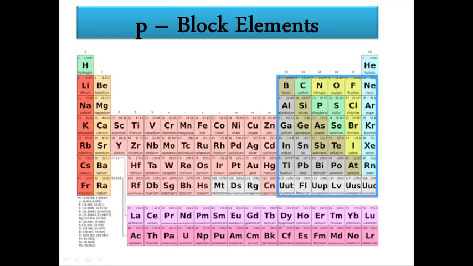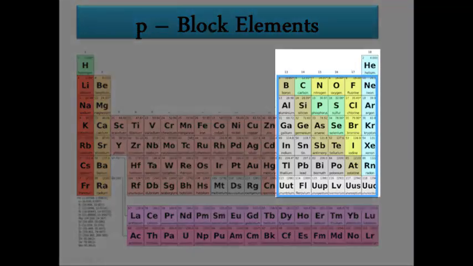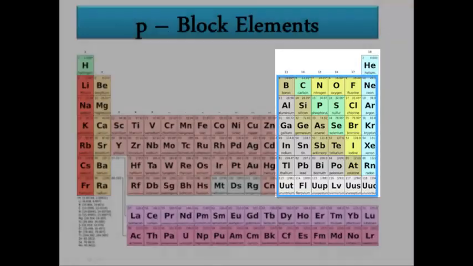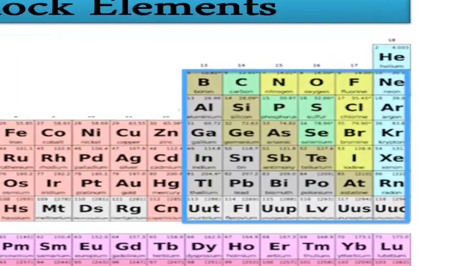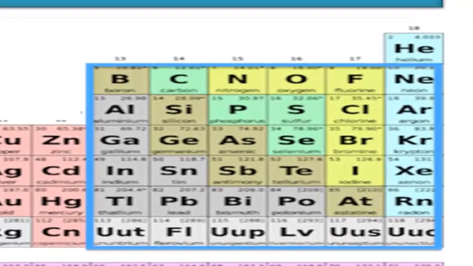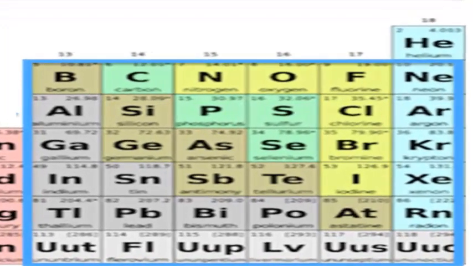P block elements are the elements in which the valence electron enters into the p orbital. The p block elements are placed on the right side of the periodic table. So these include metals, non-metals, metalloids, halogens and noble gases. The elements which are placed from group 13 to group 18 are called p block elements.